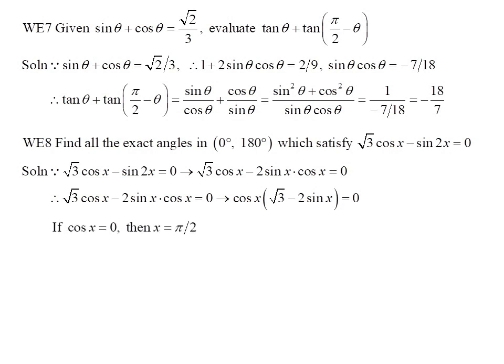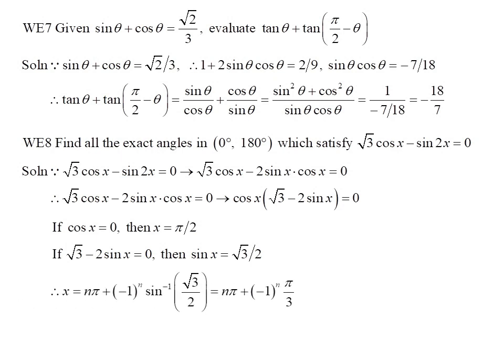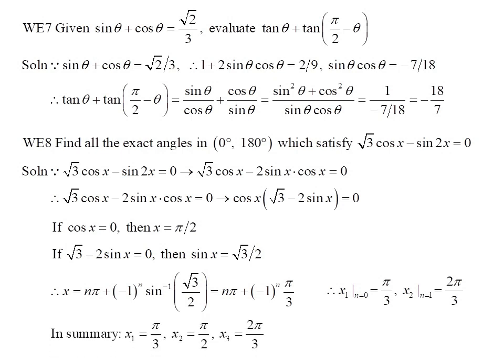Then we apply the null factor law to find all the x values that satisfy the equation. So x equals pi over 2 when cosine x equals 0. When square root 3 minus 2 sine x equals 0, x equals n pi plus (negative 1) to the nth power times pi over 3. Based on that, x equals pi over 3 when n is 0. x equals 2 pi over 3 when n is 1. In conclusion, x equals pi over 3, 2 pi over 3, or pi over 2.